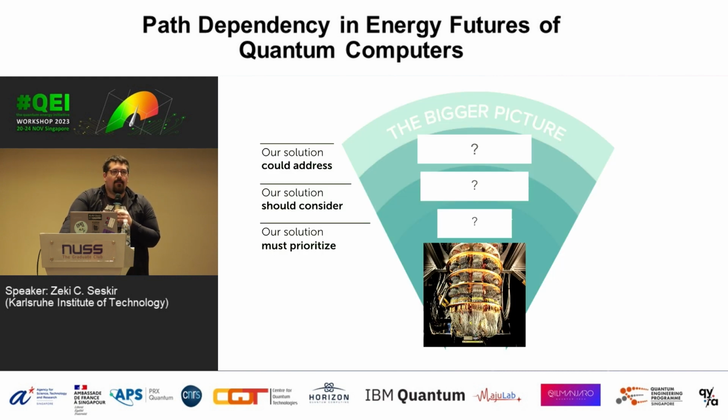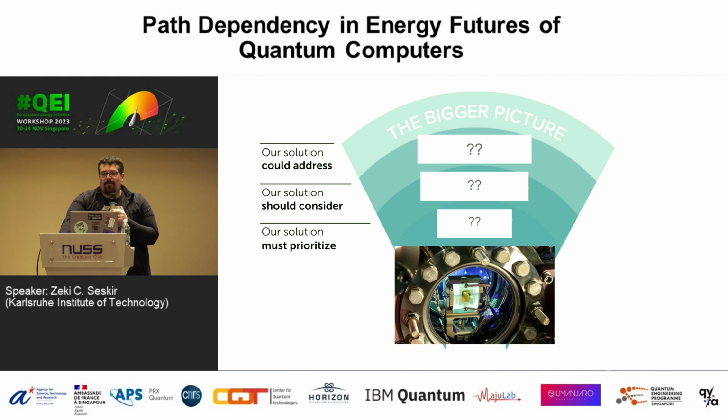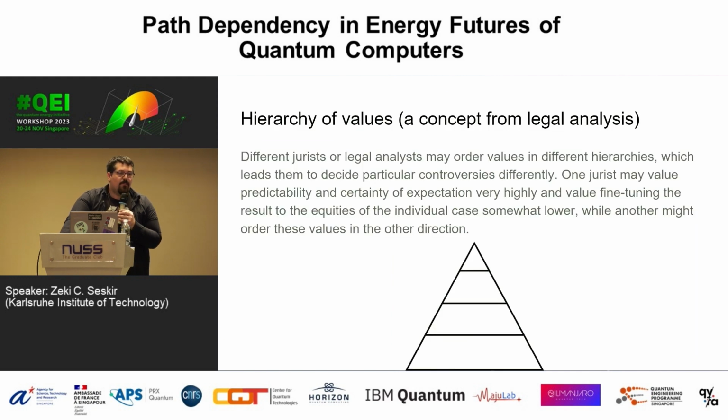So what would a value list or value priority look like for a quantum computer? We don't know, but one question we might ask is whether it is the same for different modalities. Does it change if a different modality were to be the dominant one? And even further, there is a concept that we can use from legal analysis, which is called the hierarchy of values. Primarily it says that just because you have a list of values doesn't mean that the hierarchy between them is shared between all the stakeholders. So different people in the field might prioritize different values, which makes sense.